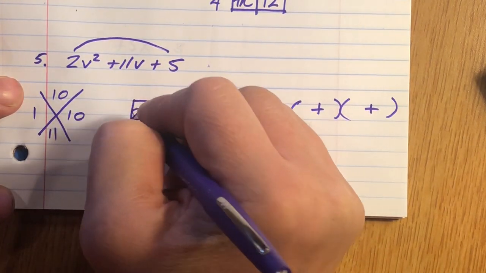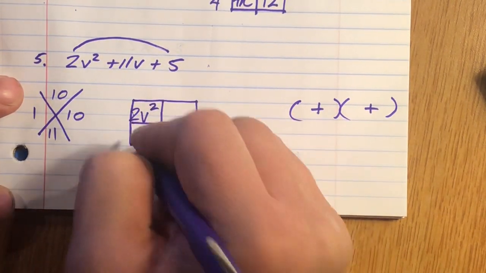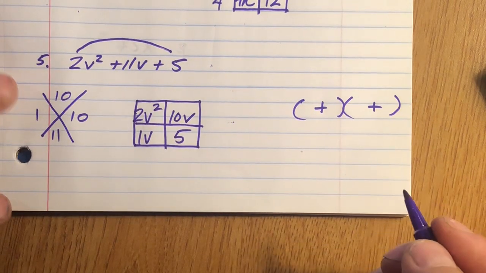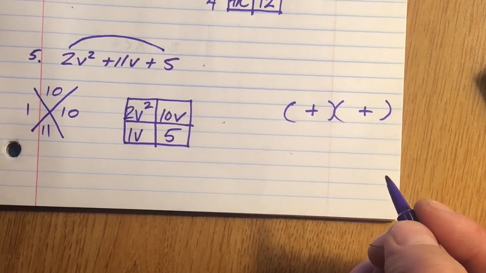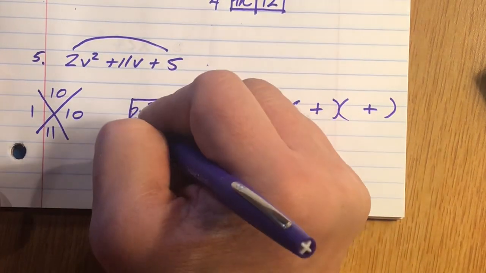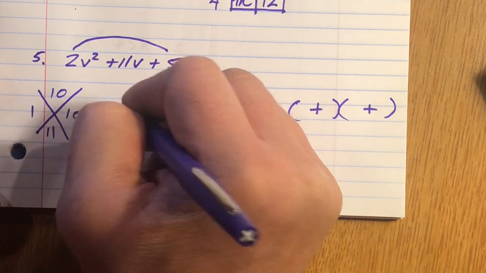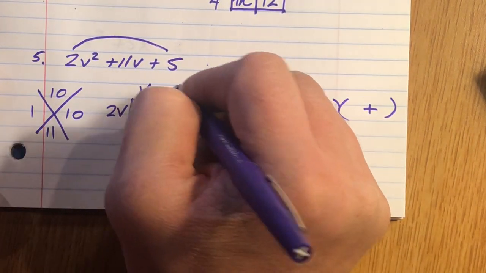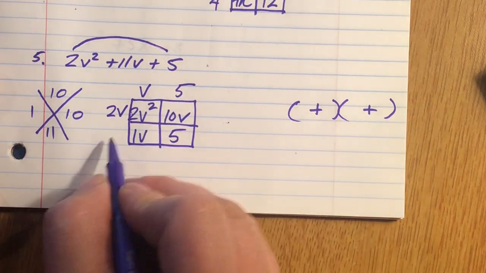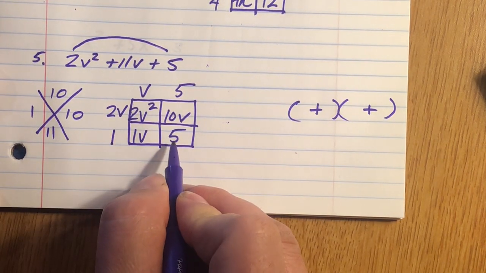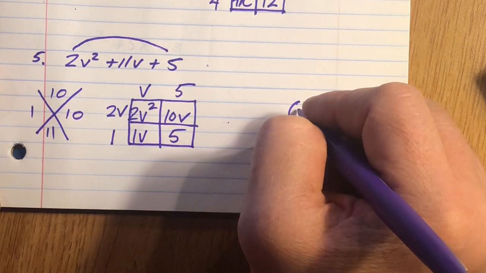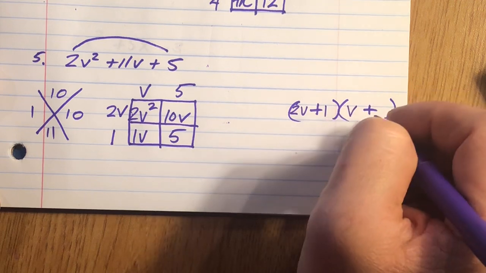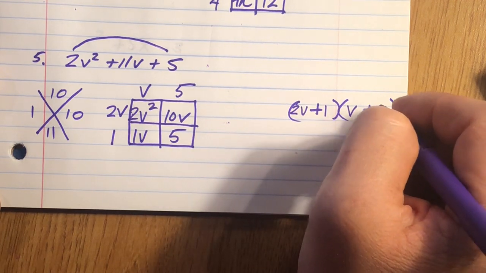All right, so 2v squared, 5, 1v, and 10v. So here we go. v and 2v. 2v times 5 is 10v, and 5 times 1 is 5. So I've got 2v plus 1 and v plus 5.